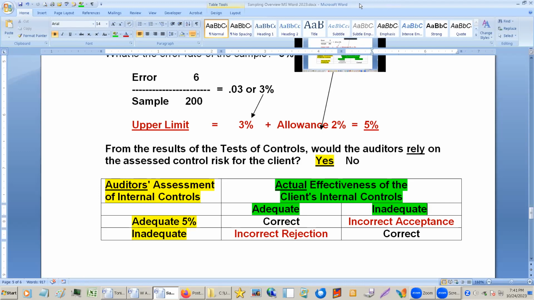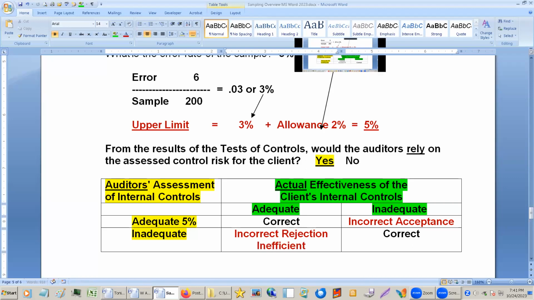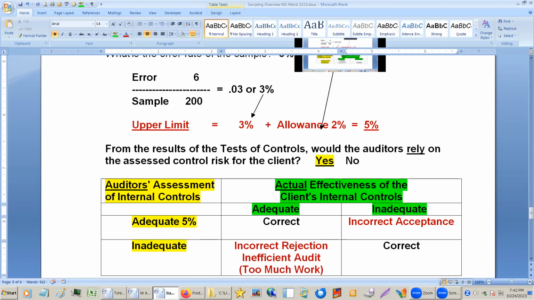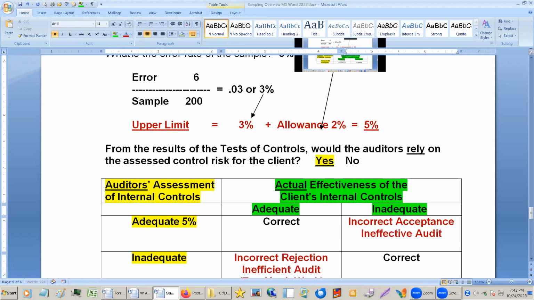Yeah, well, actually, the incorrect acceptance is the one that is the more dangerous. Incorrect rejection means that we'll have what they call an inefficient audit. We'll do more work than we need to do. Incorrect acceptance is the more dangerous one. This is an ineffective audit. We think everything is okay when it's not.